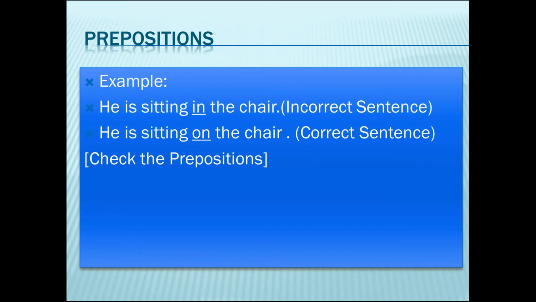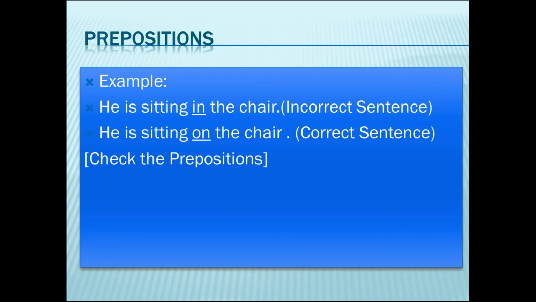Next come prepositions. The words which tell us the positions. Words like on, in, under, at, by, etc. So you have to check the prepositions. Now let's see the example. He is sitting in the chair. Now the underlined word is in and that makes the sentence incorrect and we have to replace it with a correct word. That is incorrect. The correct one is he is sitting on the chair. So the use of prepositions is another point which we have to keep in mind while editing.